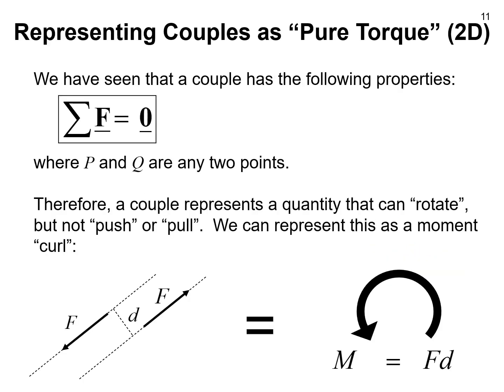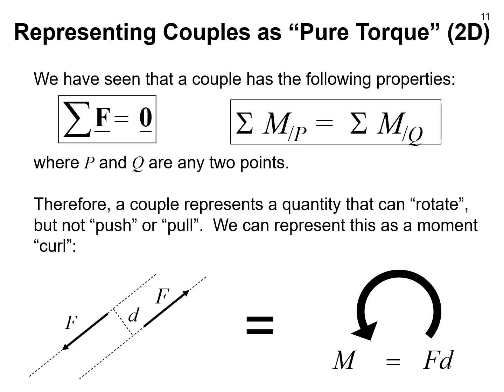In summary, a couple is a pair of forces such that the sum of the forces is 0, and the sum of the moments about any 2 points is the same. What this means is that we can now associate the couple with what might be called a pure torque, or a free torque vector, or a free moment vector. The torque does not push or pull, but it has a sense of rotation. Imagine your hands on the sides of a steering wheel. The action of this pair of forces is equivalent to a rotational motion, and we've seen that its magnitude is F times d.